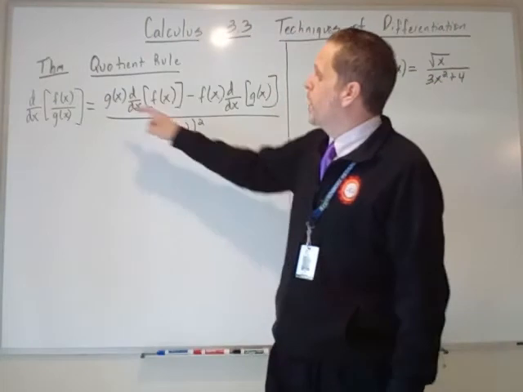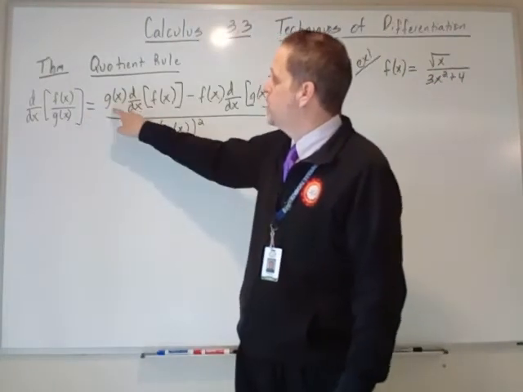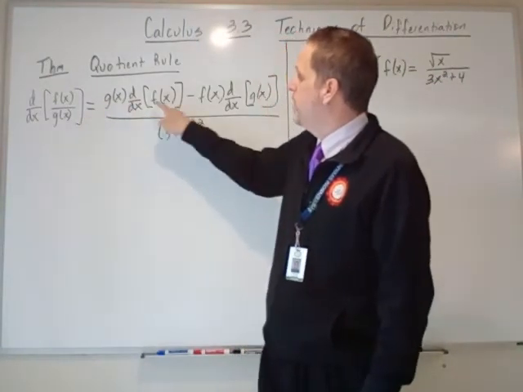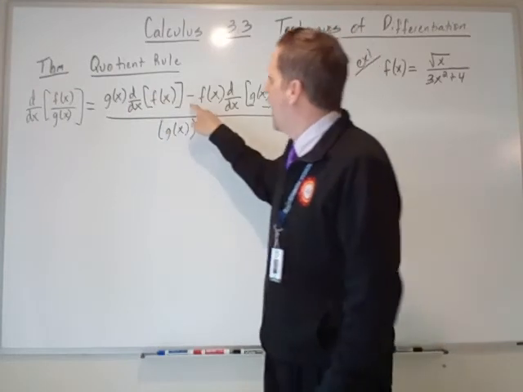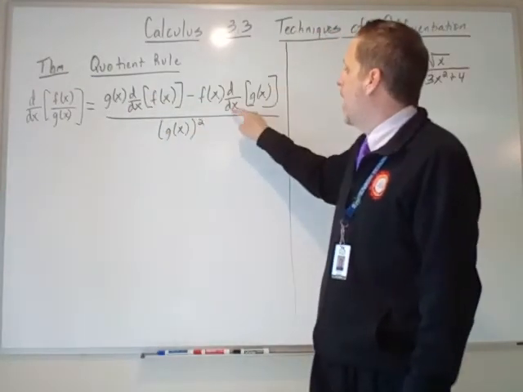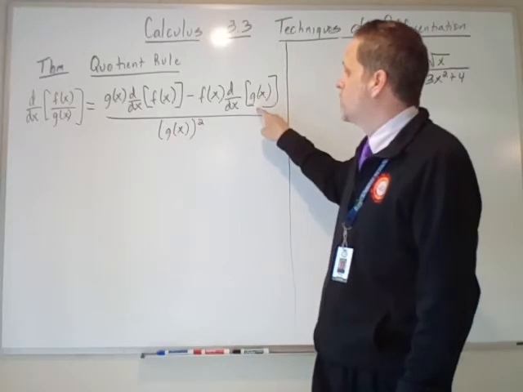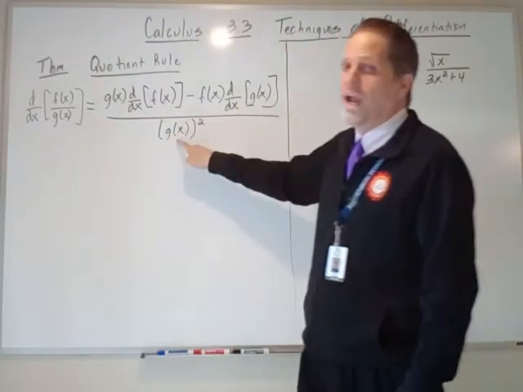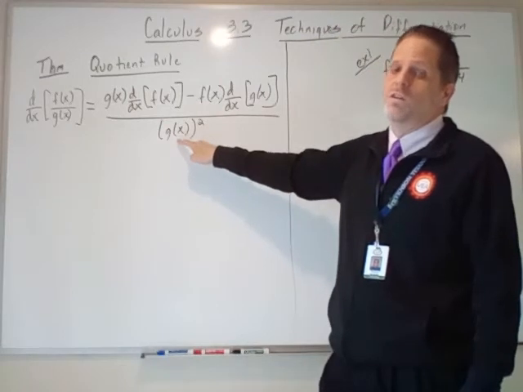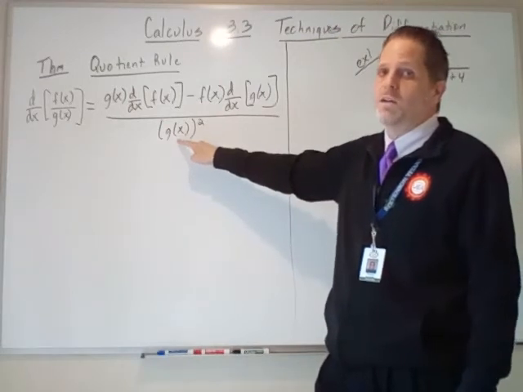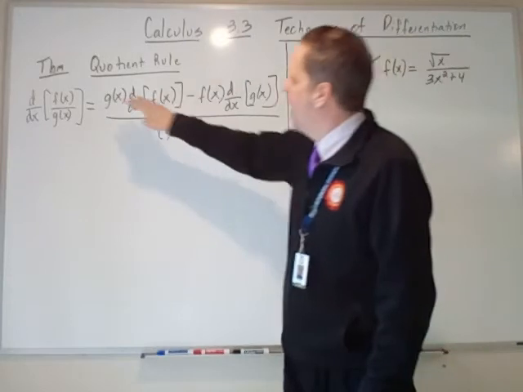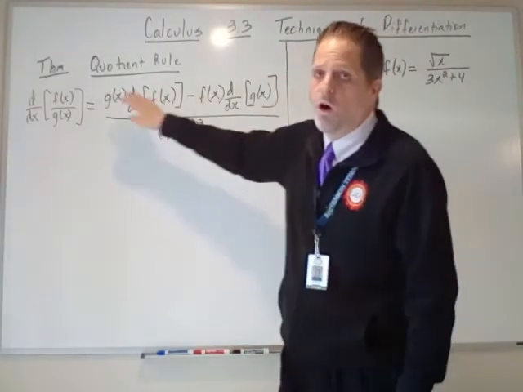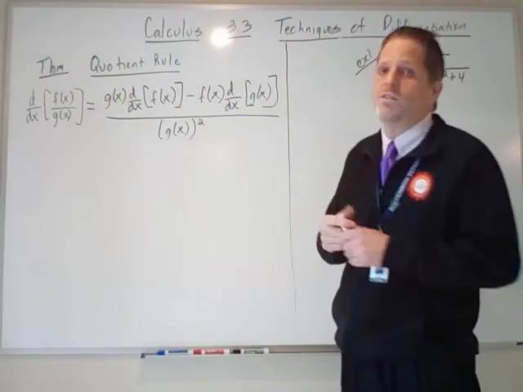Okay, so I'm going to take the low function times the derivative of the high function minus the high function times the derivative of the low function, all divided by the square of the low function. So the low function stays in the denominator, but we have to square it. Up top in the numerator is where all the calculus is, all the derivatives here.